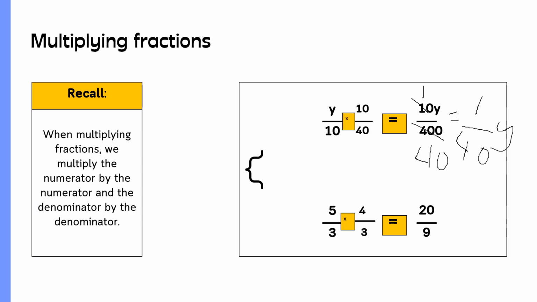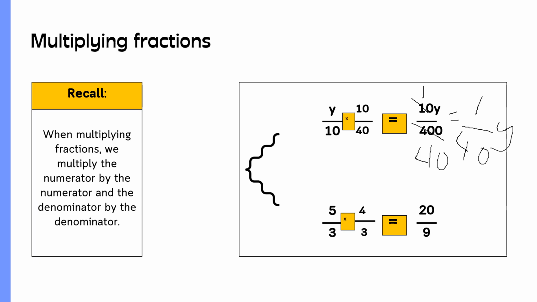So we're going to go across the numerators, right? So 5 times 4 is 20, and 3 times 3 is 9. Remember, this is multiplication. If it was addition, the top would be 9, because 5 plus 4 would be 9, divided by 3, because the denominators are the same, but this is not addition. This is multiplication. So we have to multiply across. 5 times 4 is 20. 3 times 3 is 9.